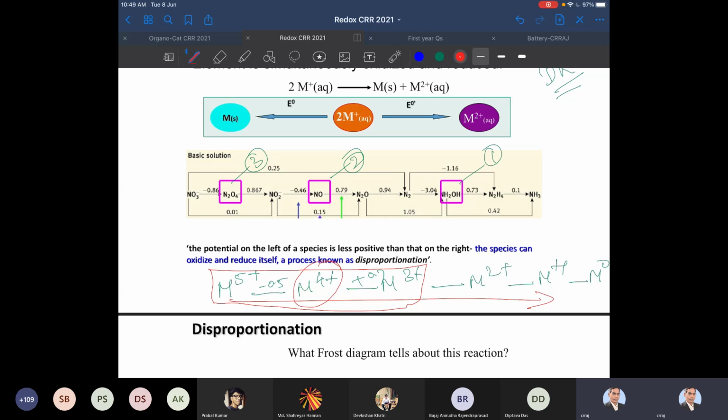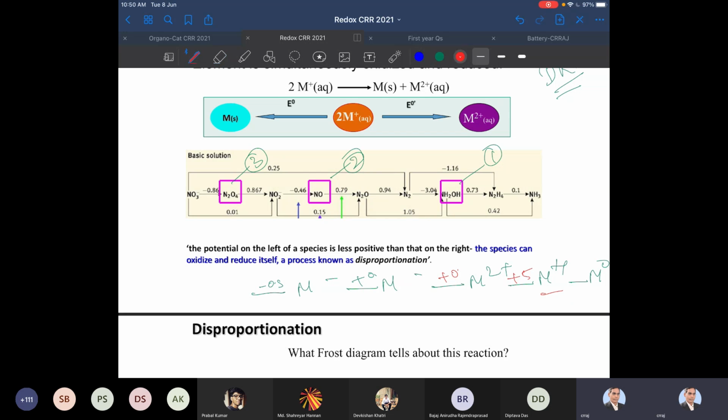Say for example, another one goes here. Say I have a plus 5, here I have a plus 7. Now I'm talking about M2 plus, M plus 1, M plus 3. When I talk about M3 plus to M2 plus and then to M plus 1, M2 plus cannot undergo disproportionation reaction because the left hand side potential is low with respect to the right hand side potential, and the right hand side potential is low with respect to the left hand side potential. Are you clear now? Yes, sir. Right.